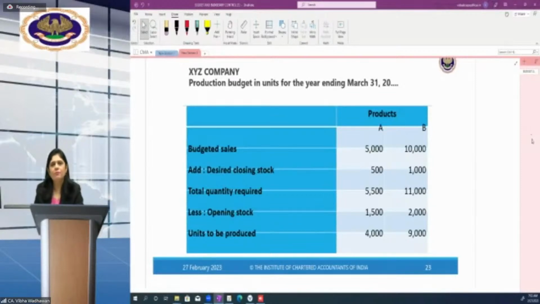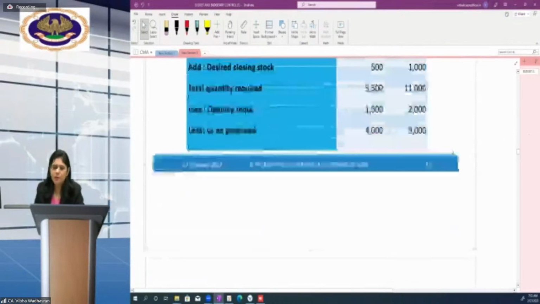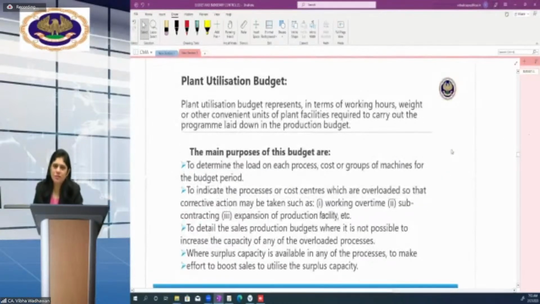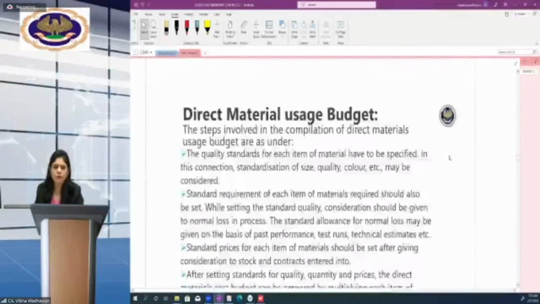Production budget can be made in units and also in value. Then moving forward, we have the plant utilization budget, as I explained yesterday. It's about how much capacity we need for the budget period, maybe in hours, in units, or in any type of weights applicable to the organization.